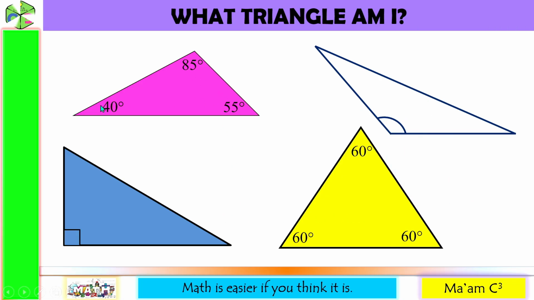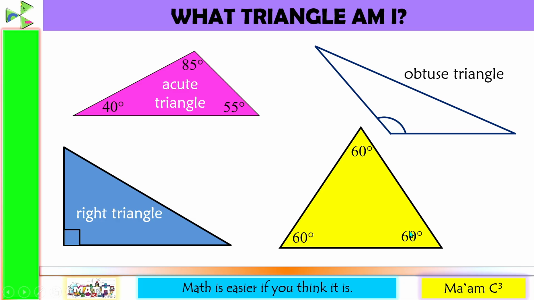This one, when all angles are acute, is an acute triangle. This one, having one obtuse angle and two acute angles, is an obtuse triangle. This one, having a 90-degree angle here, is a right triangle. While this one, where all angles are congruent, is an equiangular triangle. This is also equilateral. Today's discussion will focus on acute and obtuse triangles.